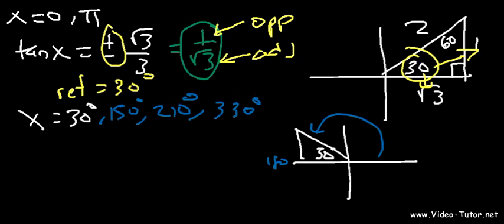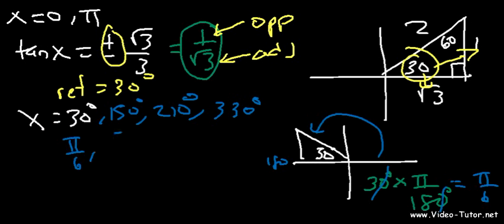And if we want to convert them into radians, let's see, 30 degrees times pi over 180. Cancel the zeros. Divide it backwards. 18 divided by 3 is 6, so this is pi over 6. This is pi over 6, 5 pi over 6, 7 pi over 6, and 11 pi over 6.